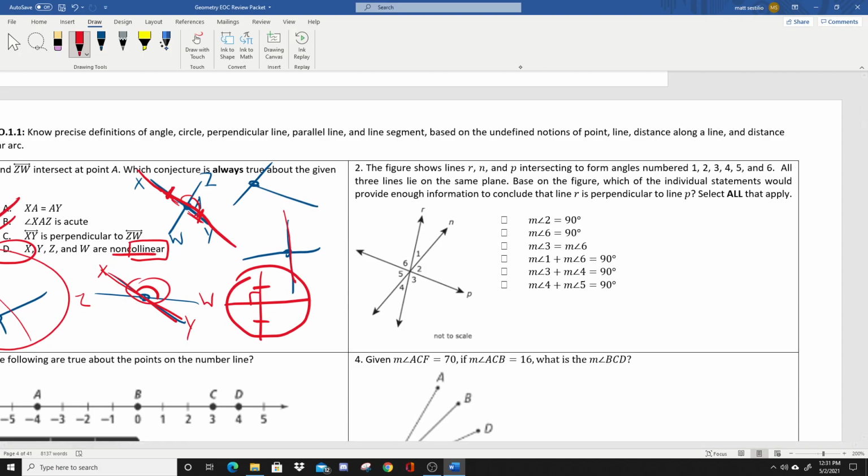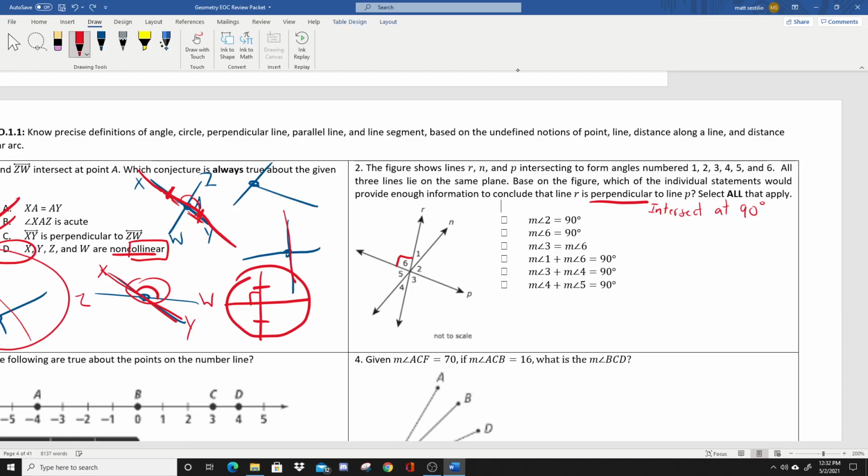For number 2, it says the figure shows lines R, N, and P intersecting. Actually, you can probably pause this and read the question. Probably save us some time here. And they want to know what information would provide that lines R and P are perpendicular. Perpendicular means that things intersect at 90 degrees. So if R and P are perpendicular, that means if angle 6 is 90, that works.